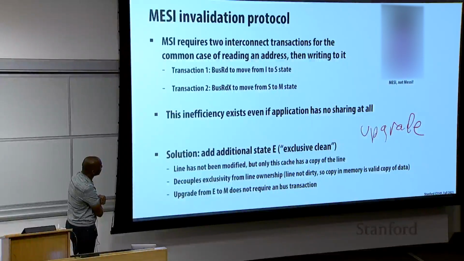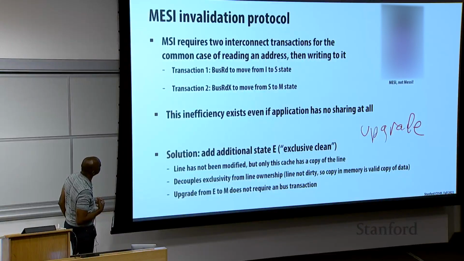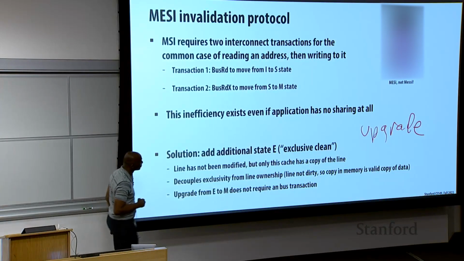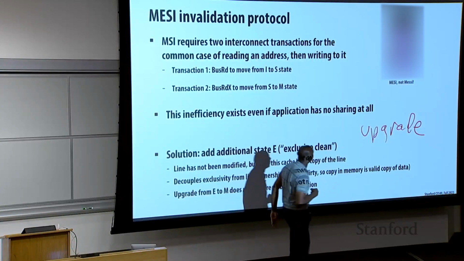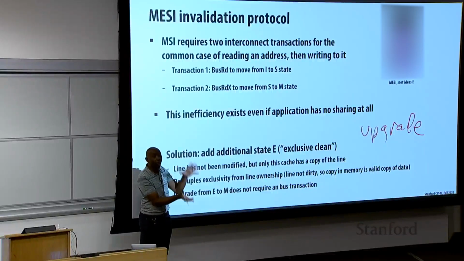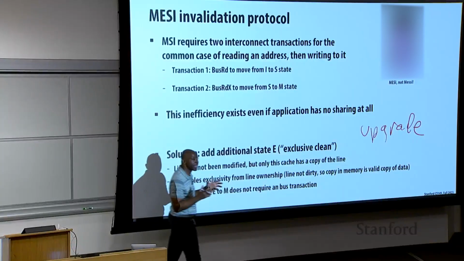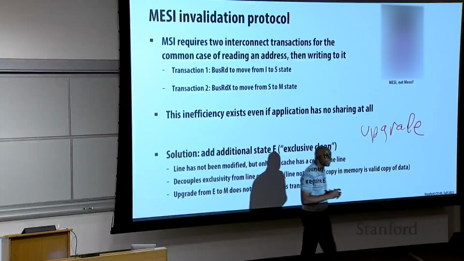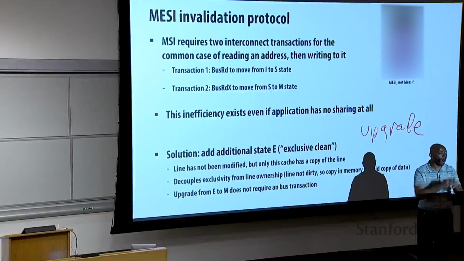And so the idea is that you can optimize the MSI protocol by adding an exclusive state, right? This is called the MESI invalidation protocol, not to be confused with the Argentinian international soccer superstar. And the idea is that now you're decoupling ownership from whether you have the line in modified state, right? So what does this mean? What does exclusive mean in this context? What's another way of describing the exclusive state?